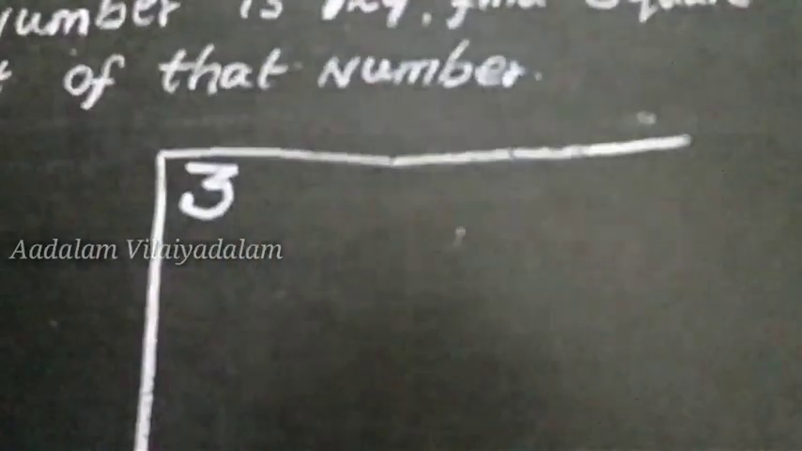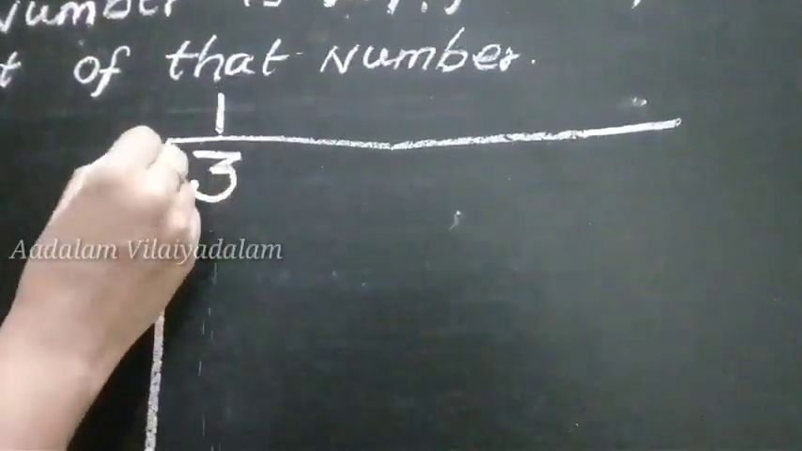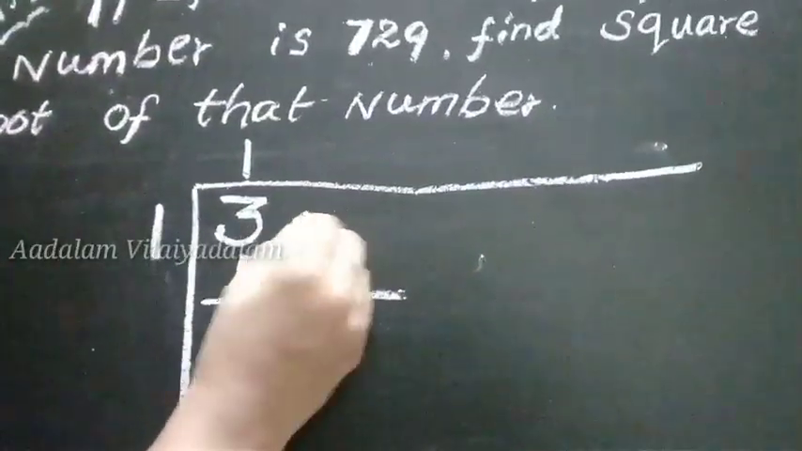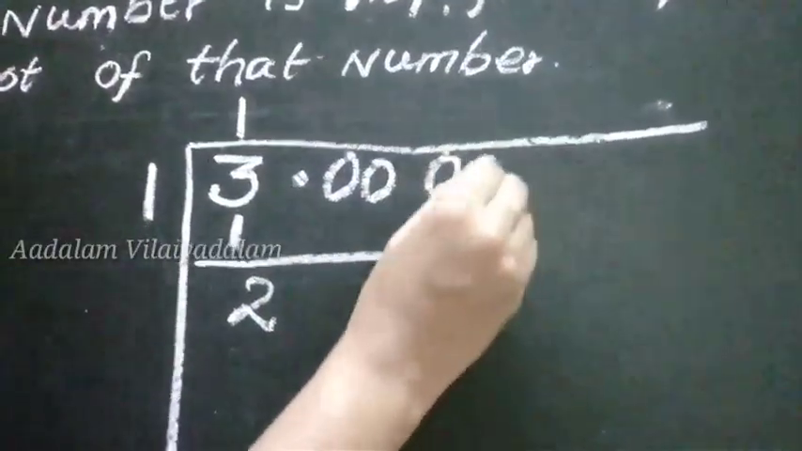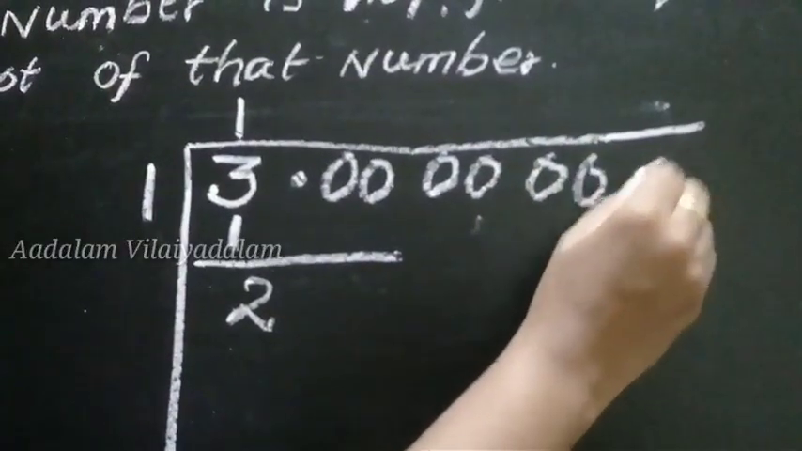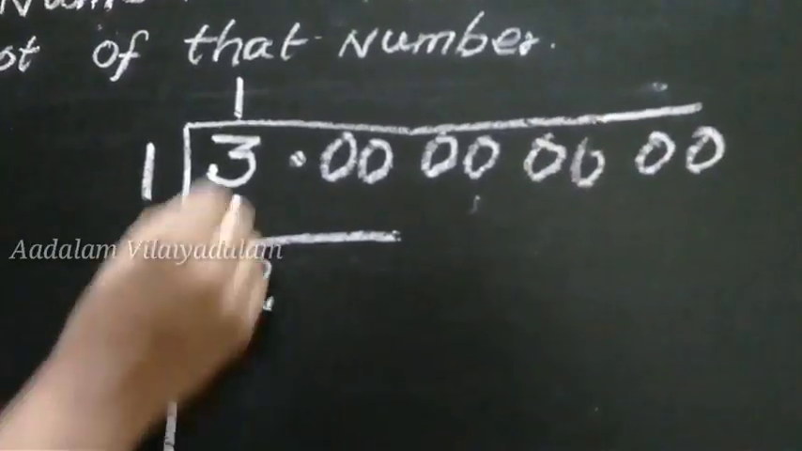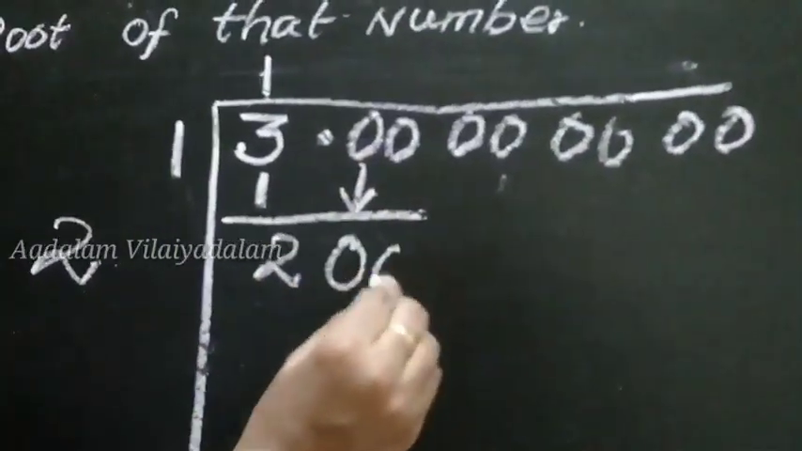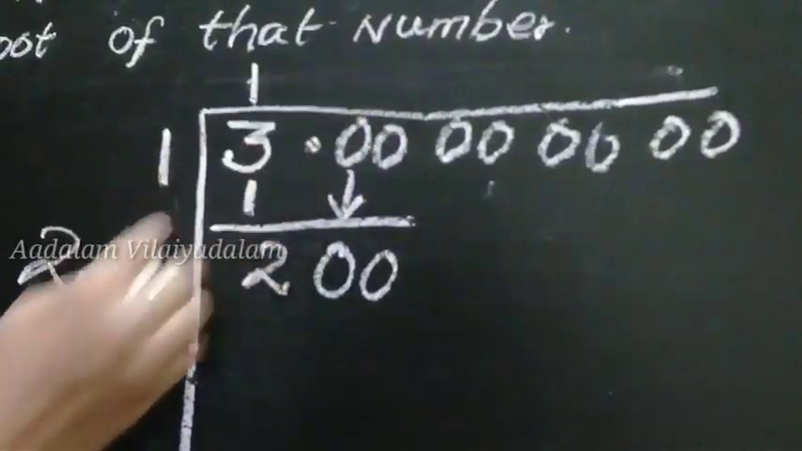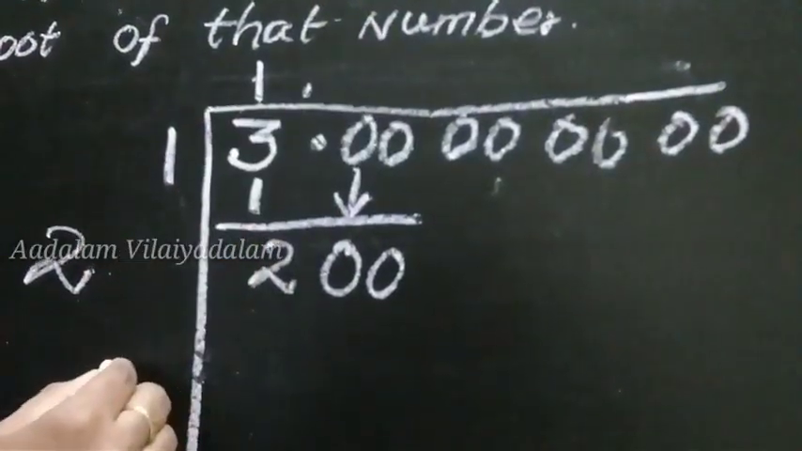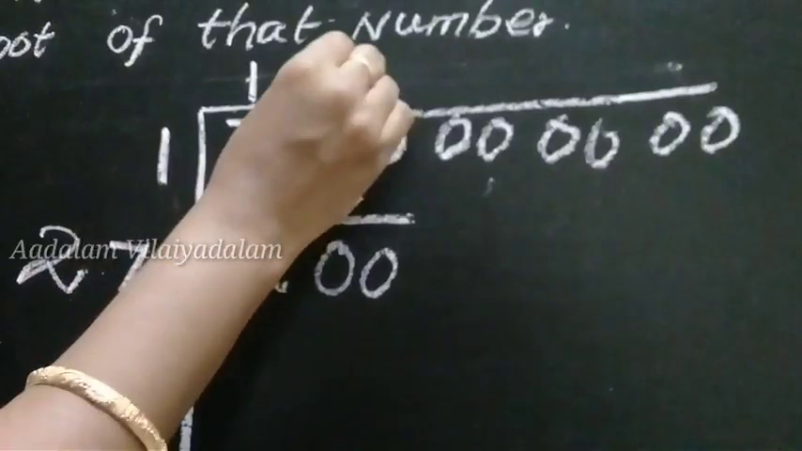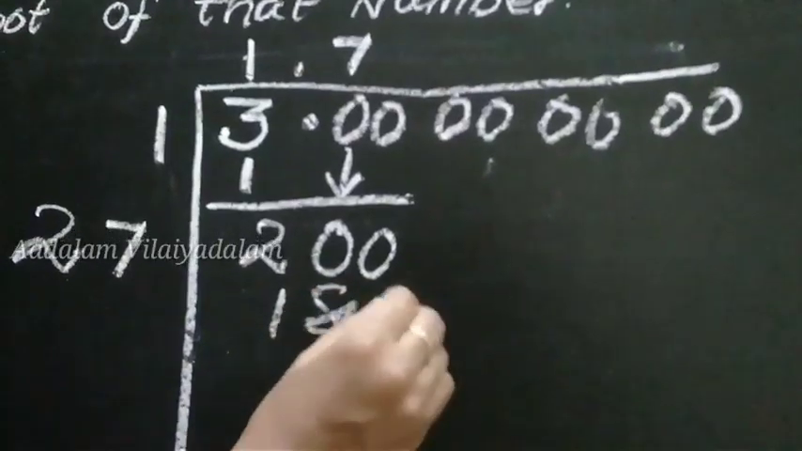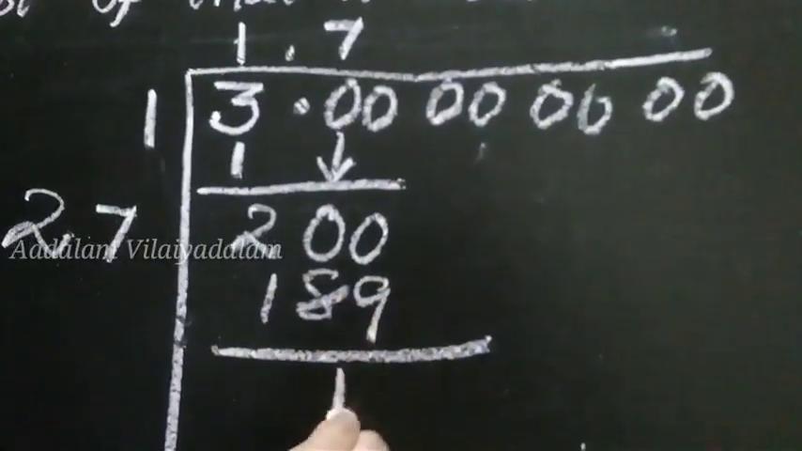So using the long division method we can find it. So 1 1s are 1. So balance 3 minus 1, 2. So put the decimal here. So add a pair of 0s. Next, multiply the number by 2. 1 2s are 2. So take the first pair, 200. In the same place we put the same number. So long division method, 27 into 7, 7 into 7 here. So 27 into 7, the answer is 189. So the balance is 11.